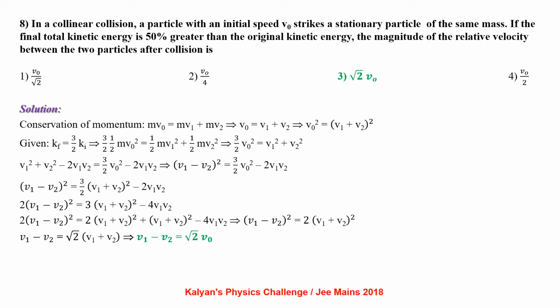Subtract 2 v1 v2 on both sides, we have v1 square plus v2 square minus 2 v1 v2 equal to 3 by 2 v0 square minus 2 v1 v2, which gives us (v1 minus v2) whole square equal to 3 by 2 v0 square minus 2 v1 v2. From the first equation, v0 square equal to (v1 plus v2) whole square, we get (v1 minus v2) whole square equal to 3 by 2 times (v1 plus v2) whole square minus 2 v1 v2. Upon rearranging these terms, we have the final relation as v1 minus v2 equal to root 2 times v0.